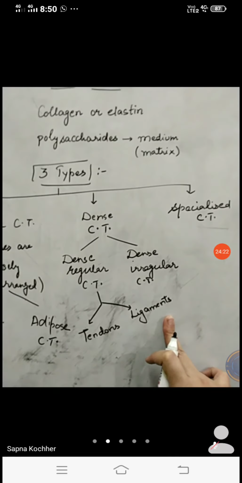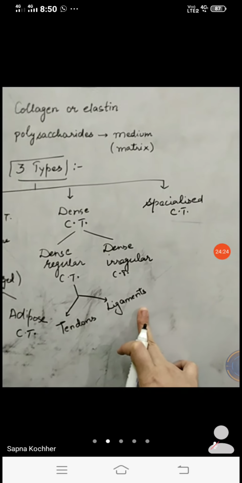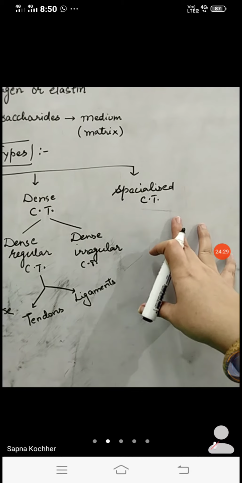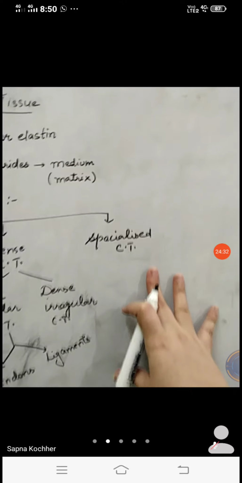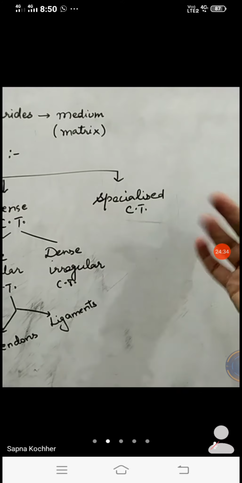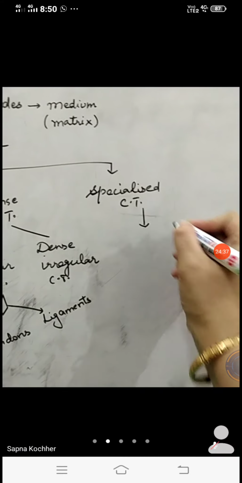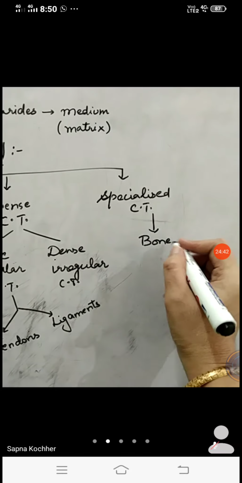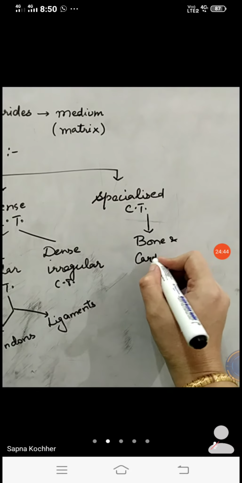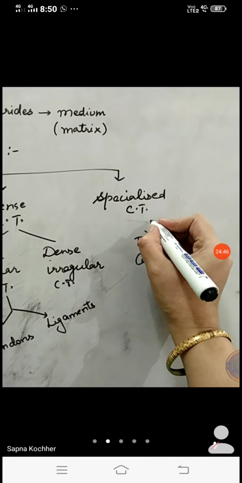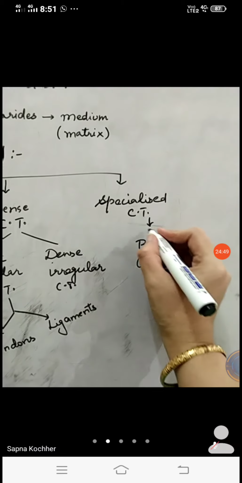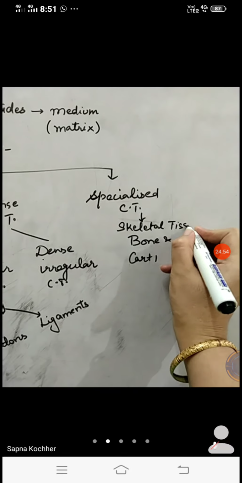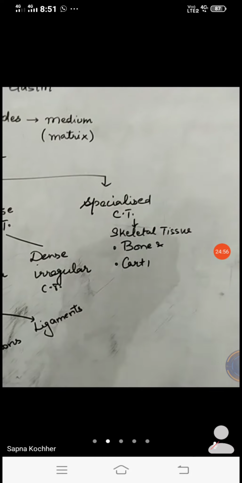You all have studied this in your lower classes, but still we are to do these according to our own syllabus now. And the specialized connective tissues are the extra kind of tissues which have been specialized, forming some different types of structures. The tissues involved in this are, number one, skeletal tissue, comprising bone and cartilage. The skeletal tissue comprises bones and cartilages.